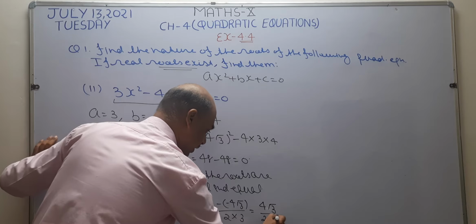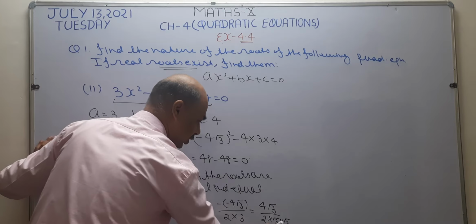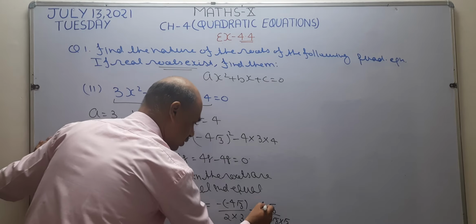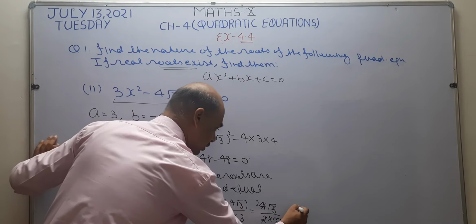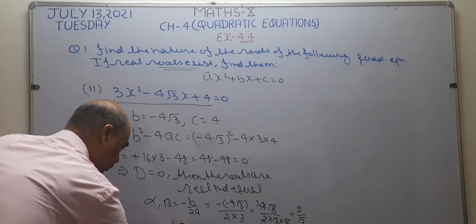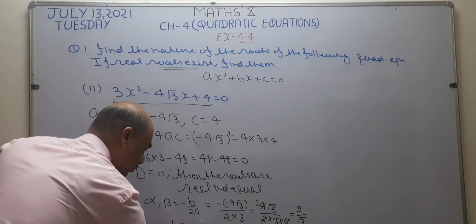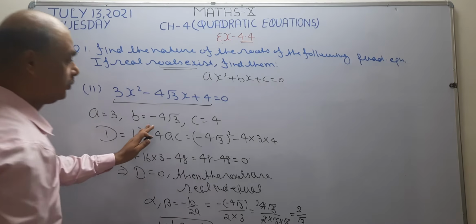This 3 can be written as root 3 into root 3. Now 2 1s are 2, 2 2s are 4. Root 3 is going to cancel with root 3. What is left? 2 by root 3. It means alpha and beta both have the same value, 2 by root 3. This is the answer of this question. Okay.